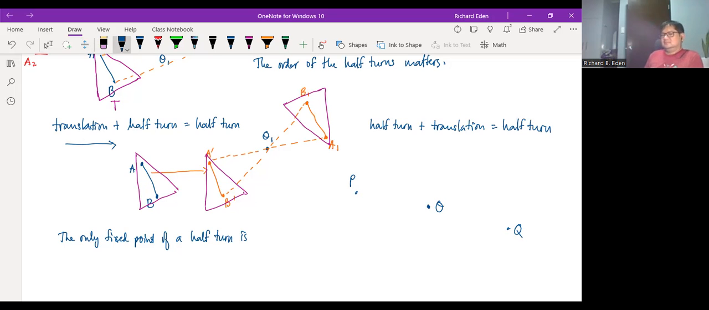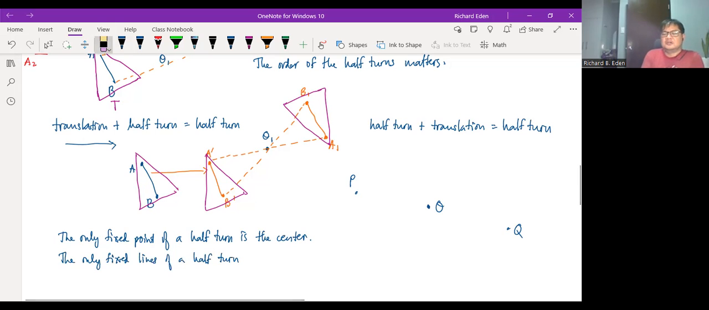O itself. Actually, siya lang, di ba? The only fixed point of a half turn is the center. Okay. How about ito? The only fixed lines of a half turn.